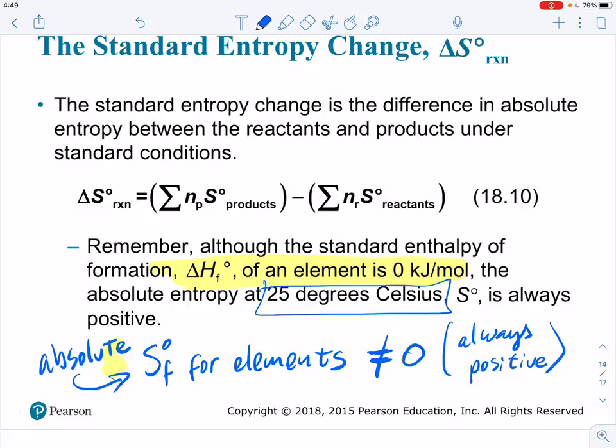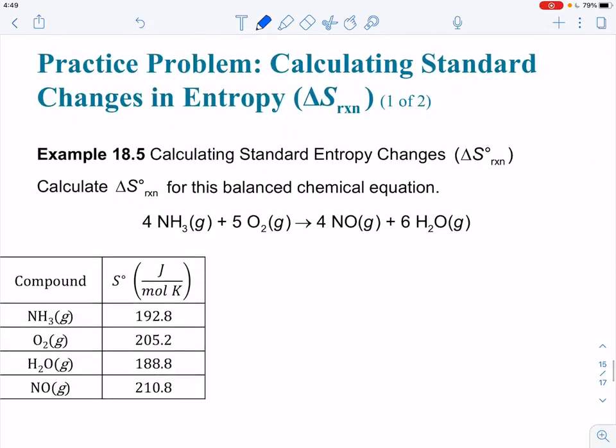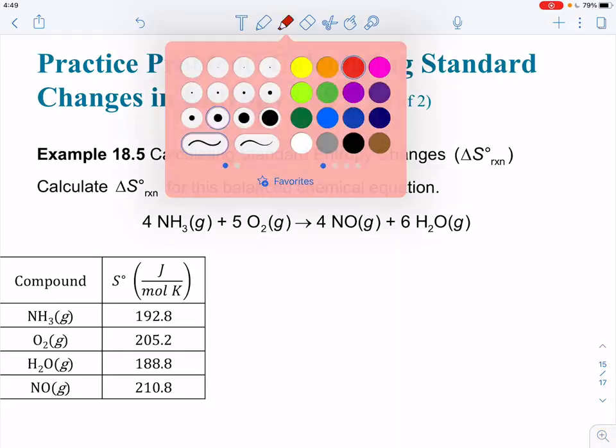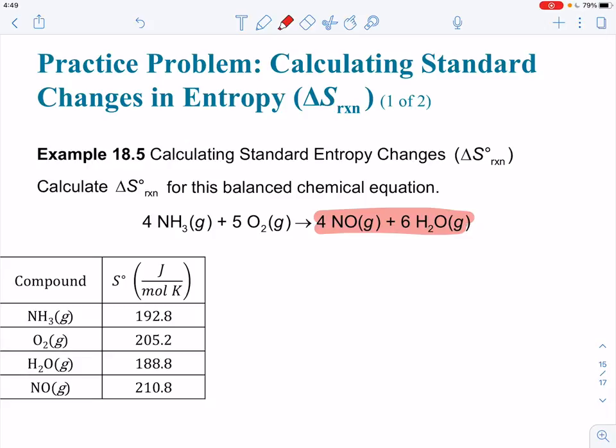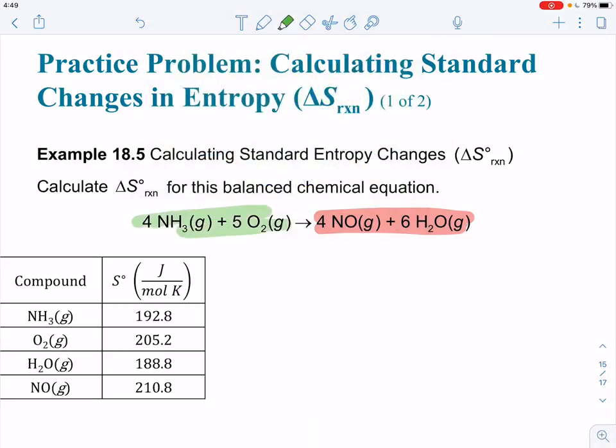The change in entropy is a different story. And this is what we are going to calculate here. It's always, as I said before, products minus reactants. And you have to multiply the absolute entropies for each substance by the number of moles that you have in each one of those substances.